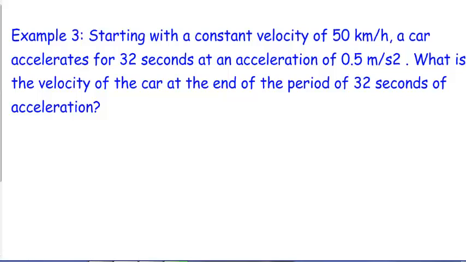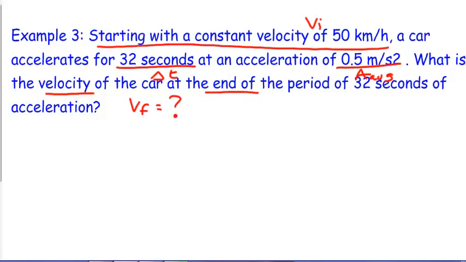Okay, try example 3. It's a little more tricky. See what you can figure out without my help, and then watch me do it. Starting with a constant velocity of 50 kilometers per hour. That's my initial velocity. A car accelerates for 32 seconds. That's my delta T. At an acceleration of 0.5 meters per second squared. That's my average acceleration. What is the velocity of the car at the end of the period?